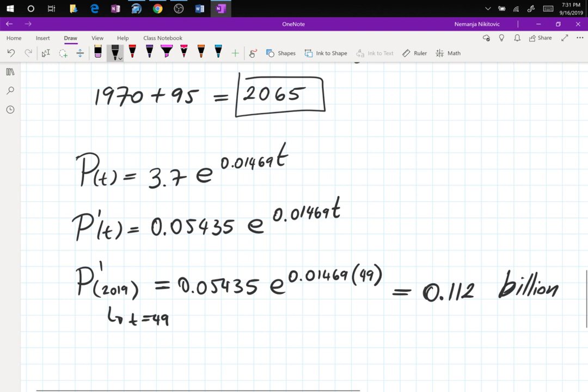So these are your growth problems. You can talk about growth of money in the account with compounding. You can do population problems. There are a whole bunch of different things that you can do with this.